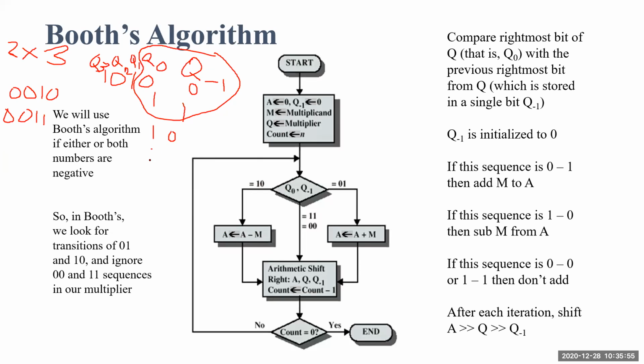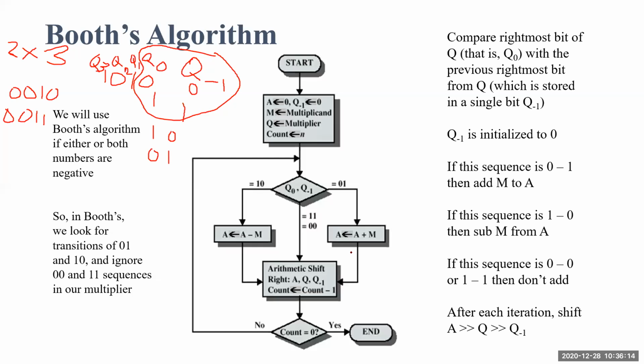If it is 0 1, whenever it is 0 1, what happens here? An addition operation will be done. In the addition operation, what you'll be doing? It's just addition of the multiplicand and the accumulator value, which you find at the particular iteration step. So that is how it happens.